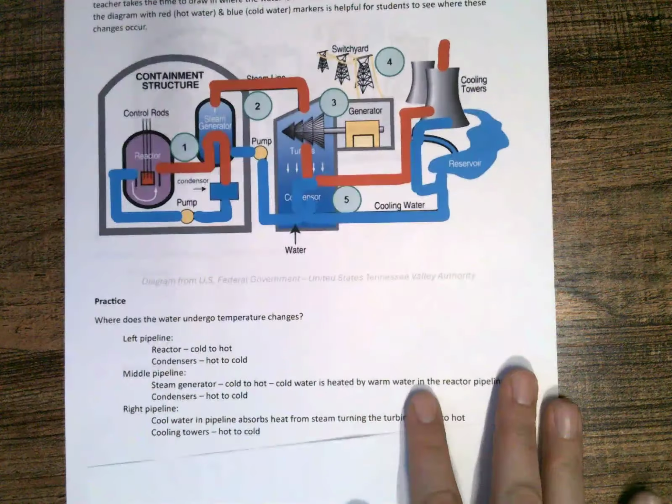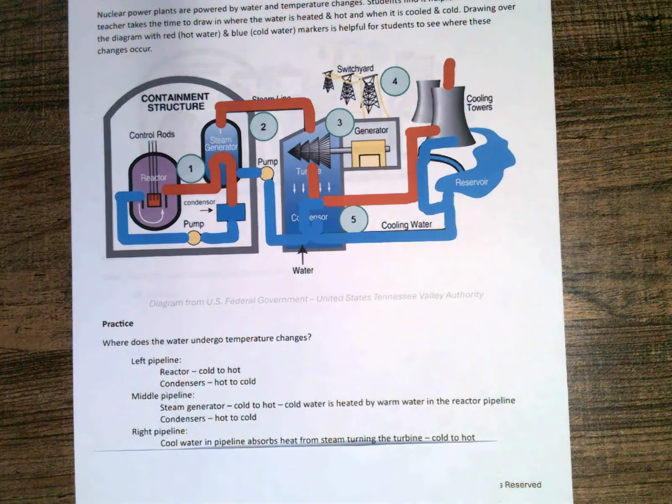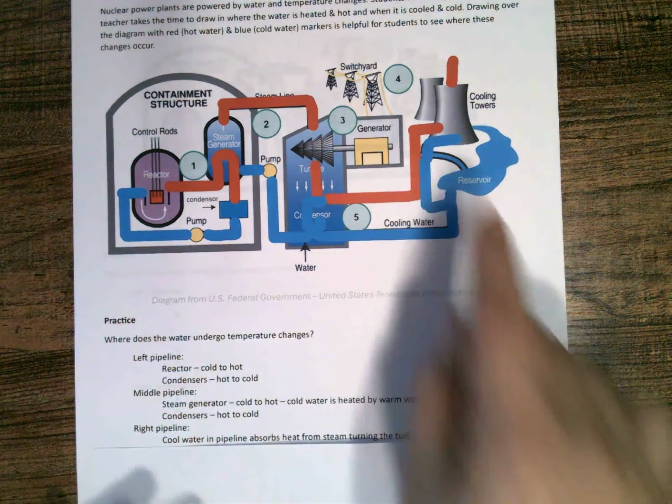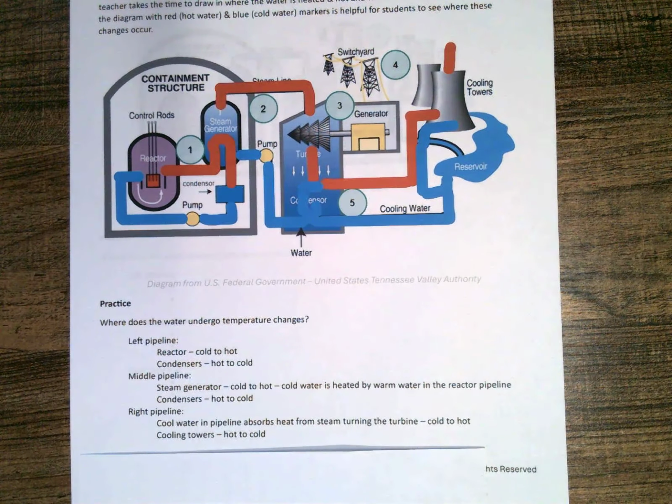Then I would ask my students, okay, explain to me, where do the temperature changes happen? What happens in my leftmost pipeline, in my middle pipeline, and then in my right pipeline? And that's the kind of answer that I would expect to have from them: my left one goes in my reactor from cold to hot, the condenser's hot back to cold; my middle pipeline, my steam generator, from cold to hot, and then condenser's hot to cold; and then my right pipeline, the cool water absorbs the heat from the steam turning the turbine, which is cold to hot, and then my cooling towers go back from hot to cold.